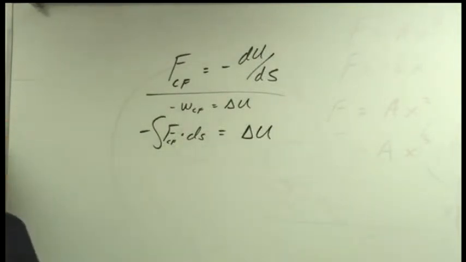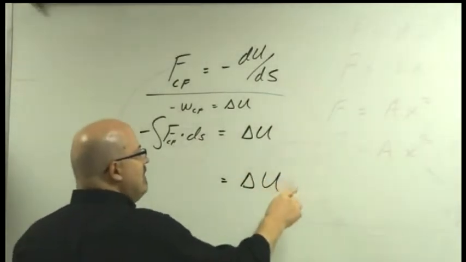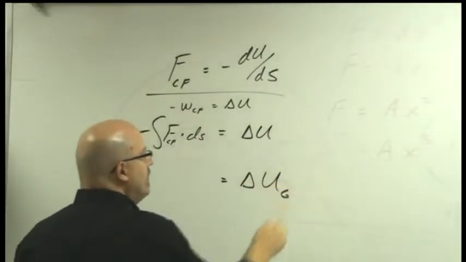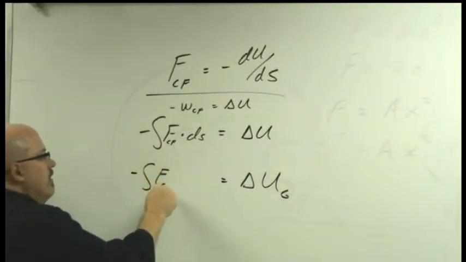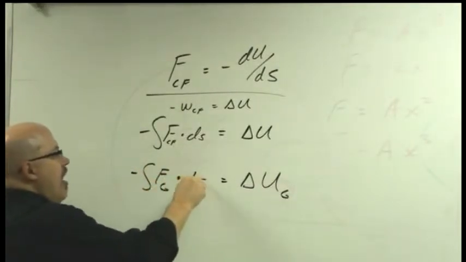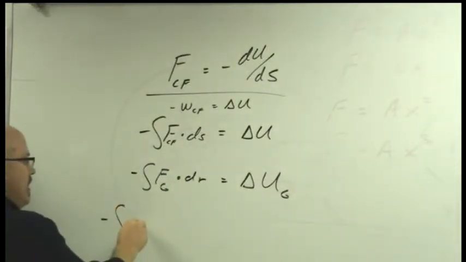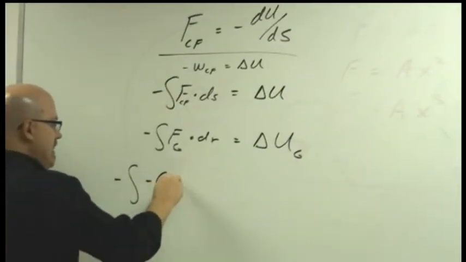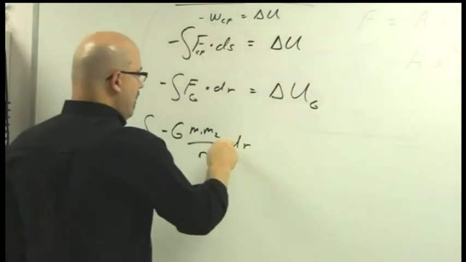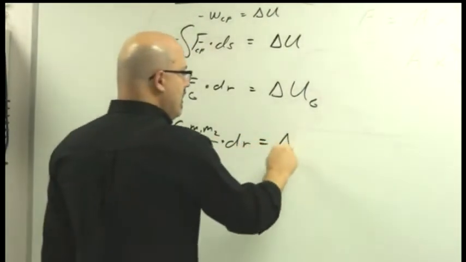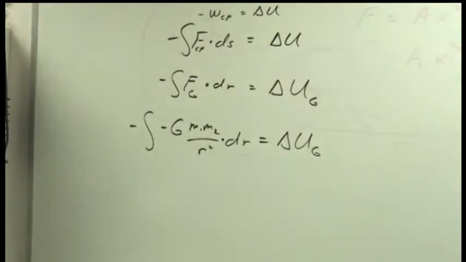Okay, so we're going to redo this for gravitation. I want to find out what gravitational potential energy is. So for gravity, this becomes dr. I write negative integral of negative big G m1 m2 over r squared dr, or dot dr technically, equals the change in gravitational potential energy.